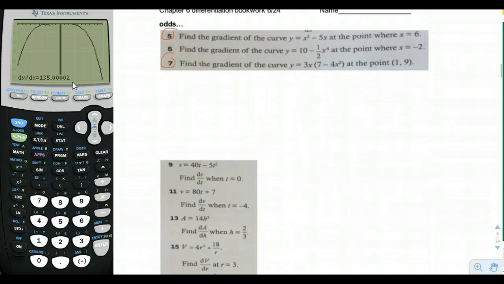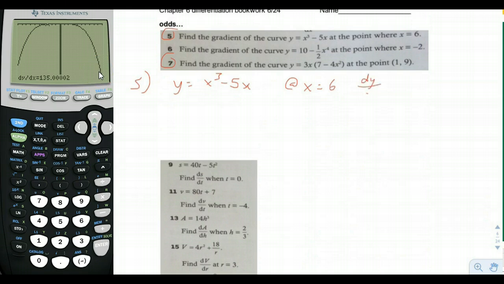Find the gradient of the curve y equals x cubed minus 5x at the point where x equals 6. Now, I'll do some of these analytically. I'll do some of these with the calculator. Okay, so gradient of the curve y equals x cubed minus 5x at the point x equals 6. Now, notice the way they said this. They did not ever say differentiate. They didn't say take the derivative. But you know what they mean.